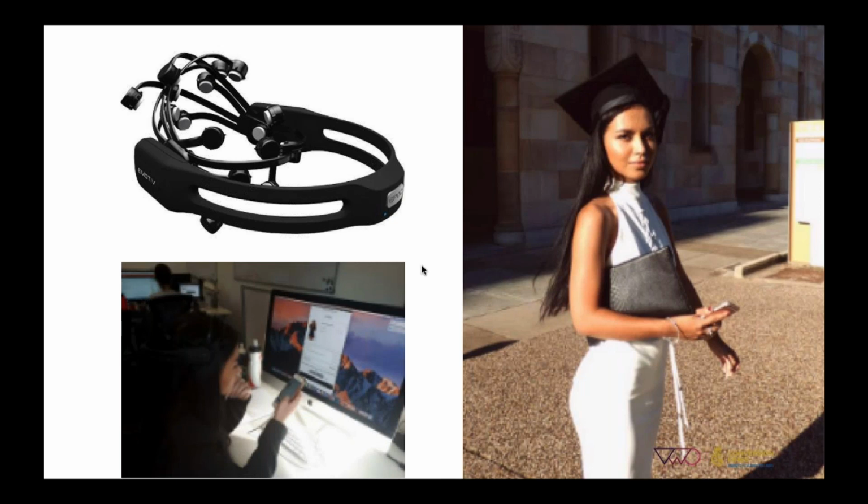What it's basically doing is mapping and recording her brain waves as she goes through the user flow. What we're looking for is whether there are any areas where she's getting confused or irritated as she goes through that process.